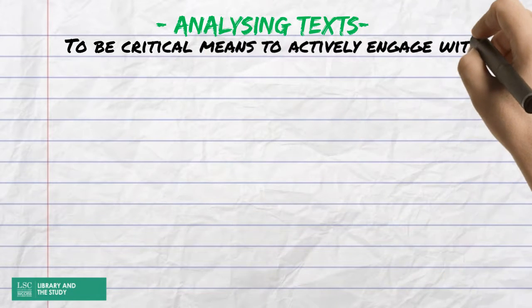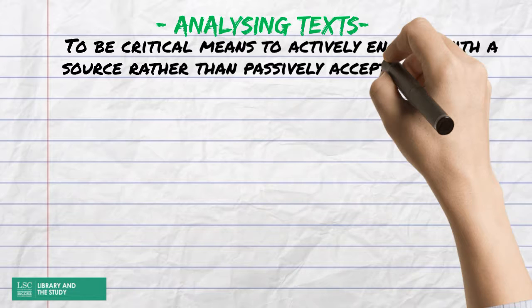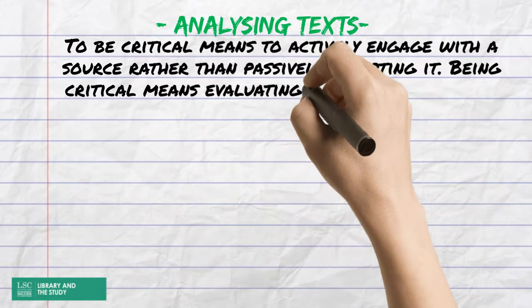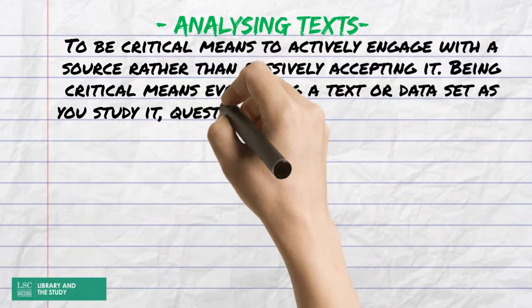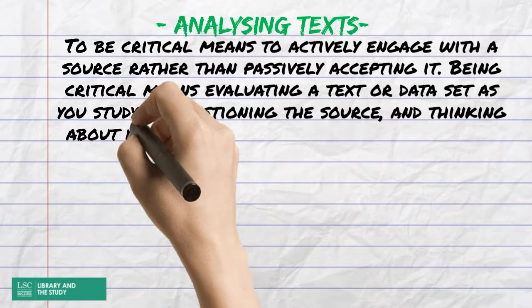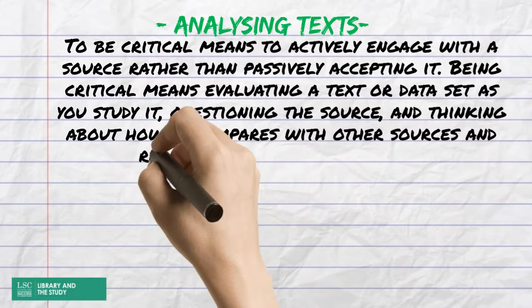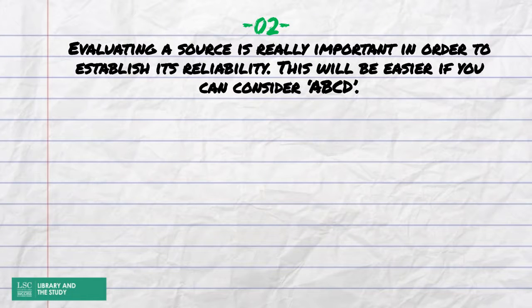To be critical means to actively engage with the source rather than passively accepting it. Being critical means evaluating a text or data set as you study it, questioning the source and thinking about how it compares with other sources and relates to your own argument. Evaluating a source is really important in order to establish its reliability.